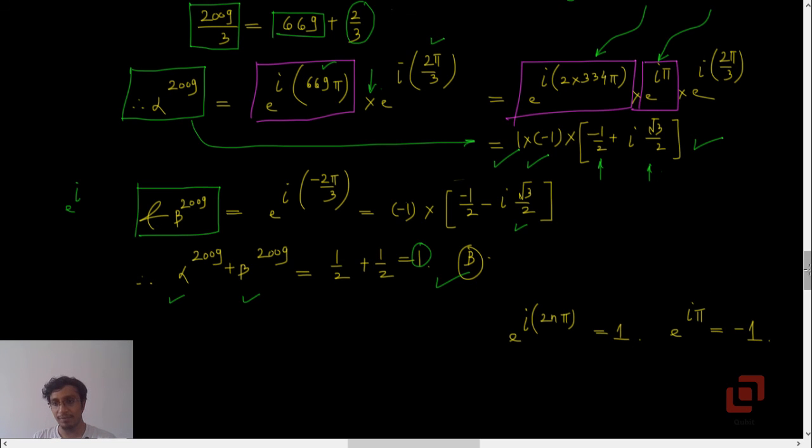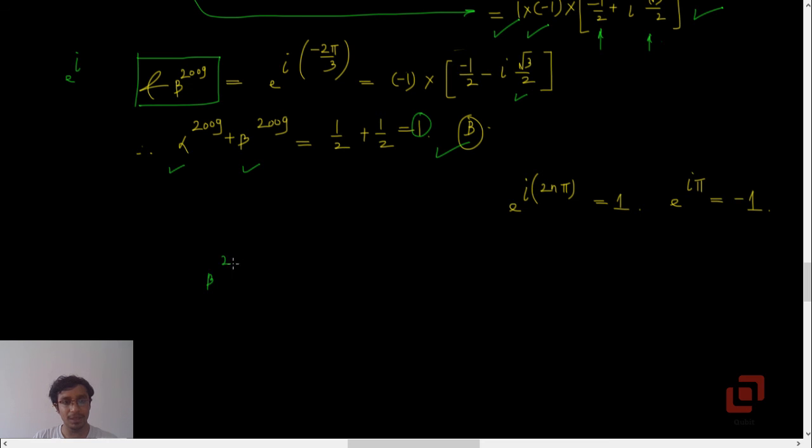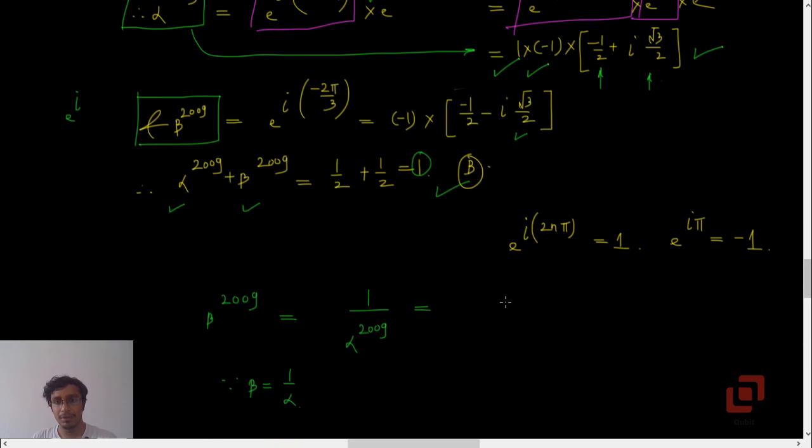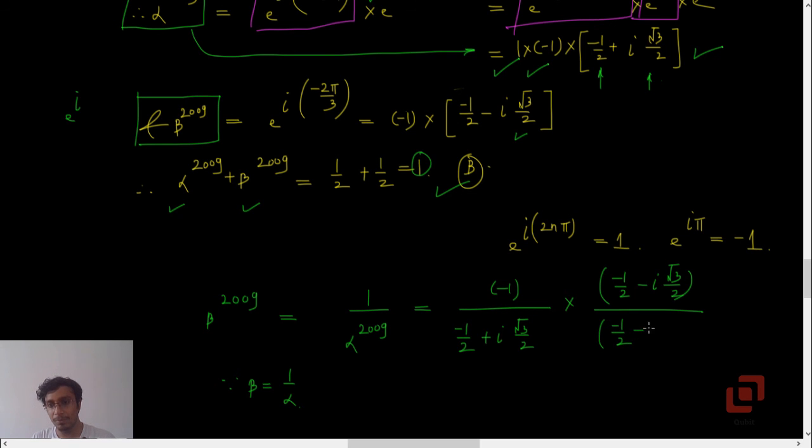Just in case you have any doubt in computing beta raised to 2009, let me explain. This is basically 1 upon alpha raised to 2009 because beta is the reciprocal of alpha. So let's now quickly find it. It is going to be minus 1 upon negative 1 by 2 plus i into root 3 by 2. If you multiply and divide by its complex conjugate, minus 1 upon 2 minus i into root 3 by 2.